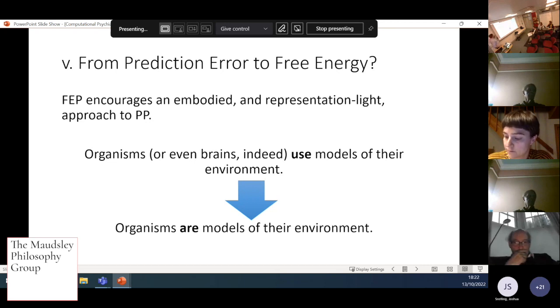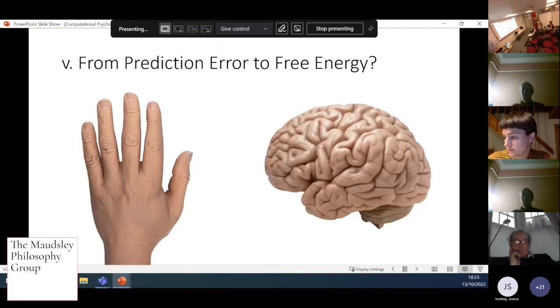So the free energy principle encourages an embodied and representation-light approach to predictive processing, which is why some people have found that quite appealing. So you move from the idea that organisms, or even brains, use models of their environment, to the idea that organisms are models of their environment. Right? That's the kind of shift you get from PP to FEP. So the idea is that the fact that your hand looks like that is a free energy minimization strategy, but just over eons of evolution.